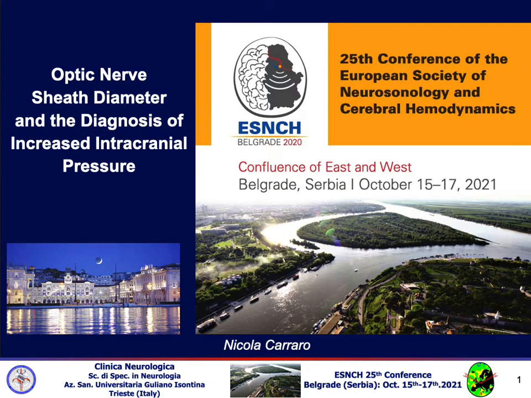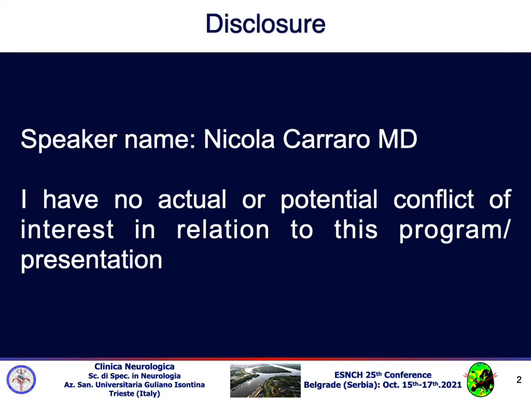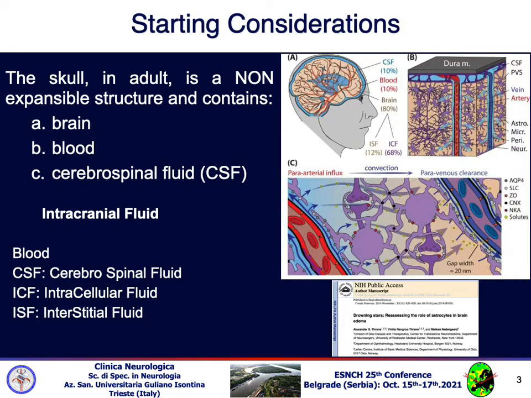Dear colleagues and friends, my task is to talk about the relationship between endocranial hypertension and ultrasonographic diagnostics of the retrobulbar region of the optic nerve. In adults, the skull is a non-expandable structure and contains brain, blood, and cerebrospinal fluid.